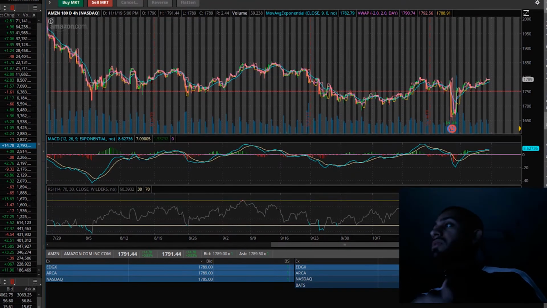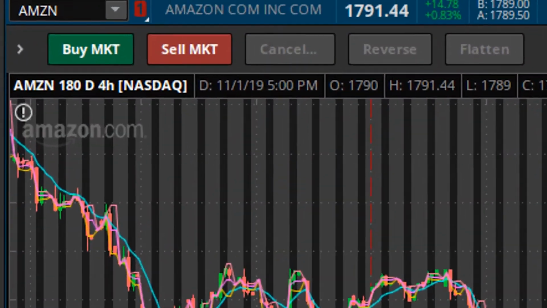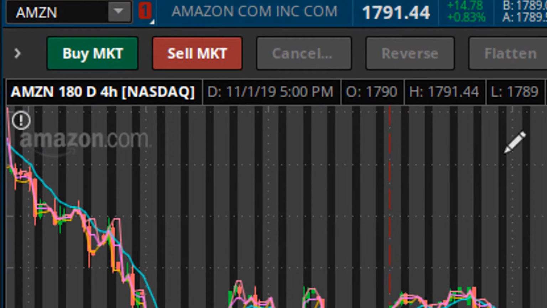So the stock that we're actually going to take a look at right now is Amazon. I chose Amazon just because I'm sure most people are familiar with the company, if not with their stock. I'm sure most of us have ordered something on Amazon, and if you haven't, then you should order something.